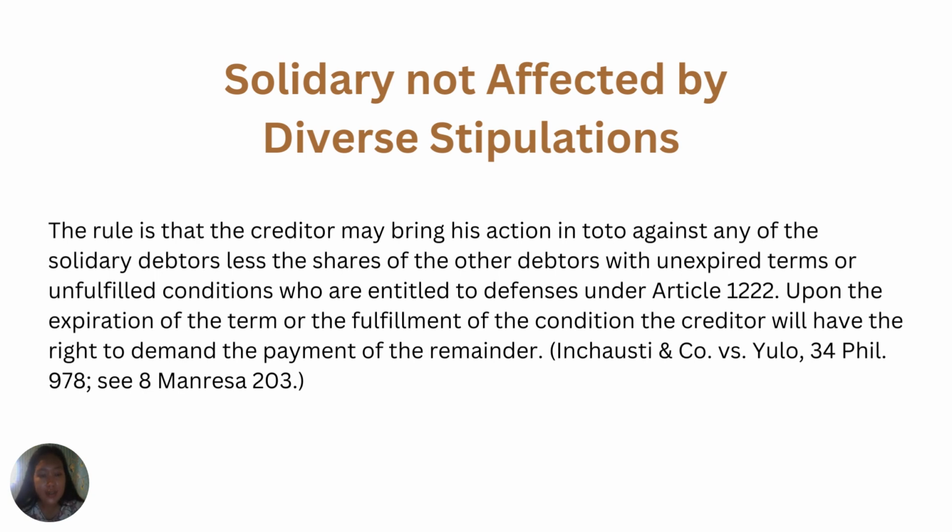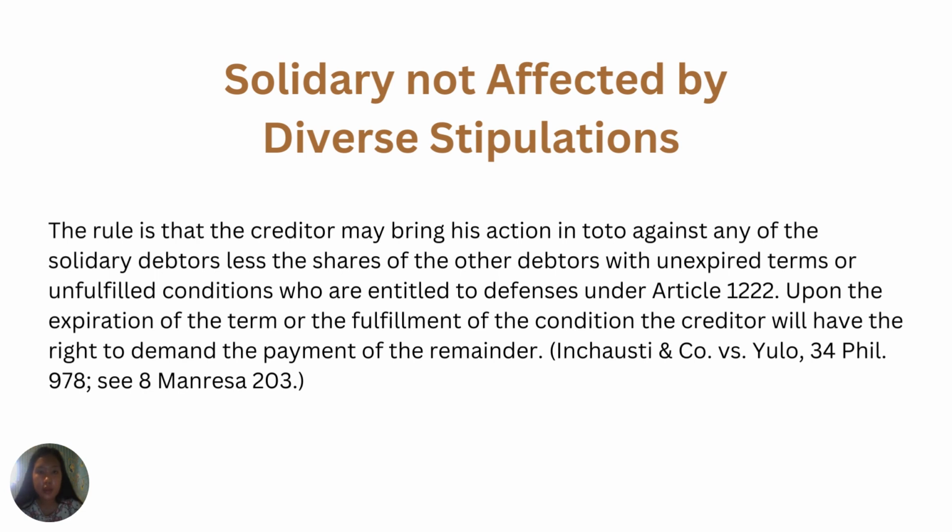The essence of solidarity consists in the right of each creditor to enforce the rights of all and the liability of each debtor to answer for the liabilities to all. Therefore, there may be a solidary obligation although the parties may not be bound in the same manner and by the same periods and conditions. So the rule is that the creditor may bring his action in toto against any of the solidary debtors less the shares of the other debtors with unexpired terms or unfulfilled conditions who are entitled to defense under Article 1222.